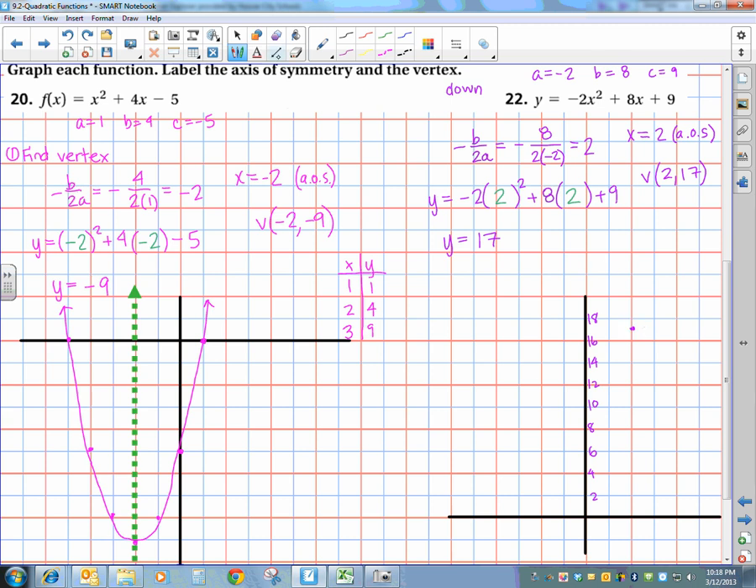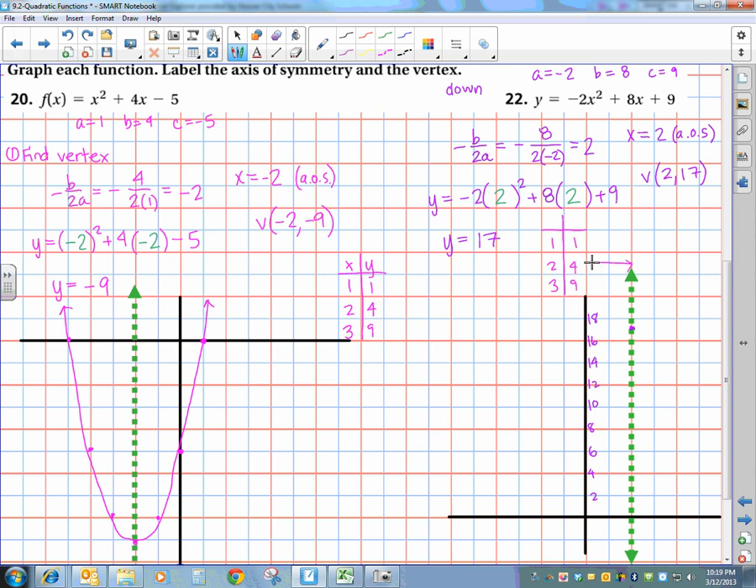And remember, that's where our axis of symmetry is. And that line has to be dotted because it's what we call an auxiliary line. It's not part of the graph, it's just helping us graph. So we have 2, 17. Now we've got to look at our key points. Remember we started with 1, 2, 3, 1, 4, and 9.